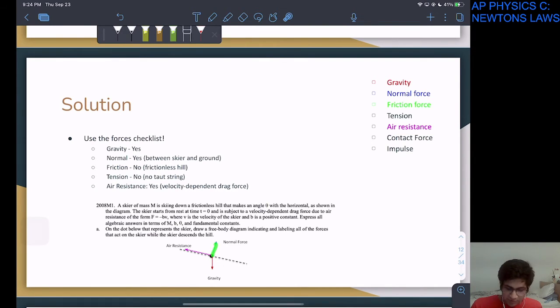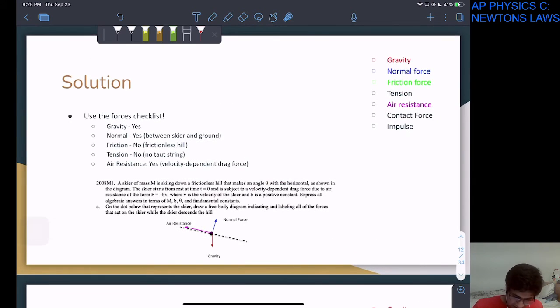So we have a normal force. We'll look at that later. Do we have a frictional force? Ooh, no we don't, because it's a frictionless hill. Do we have any tension? No, there's no rope or string in this question. We do have air resistance, right? We have a drag force here that goes opposite the direction of velocity. Do we have any contact forces, like, do we have any buddy kicking the skier? Do we have any initial force? No, we don't. And no impulse. Okay, so I think we're good. I think this is our free body diagram.